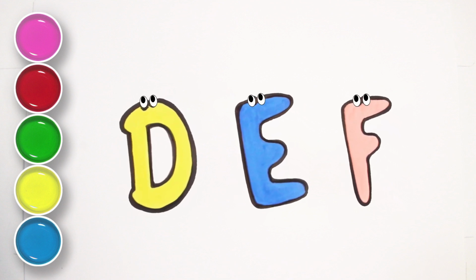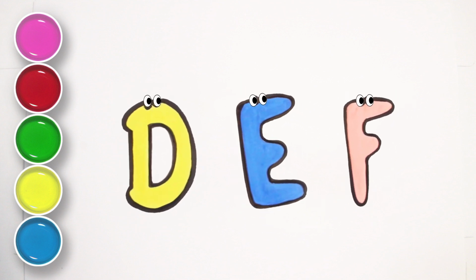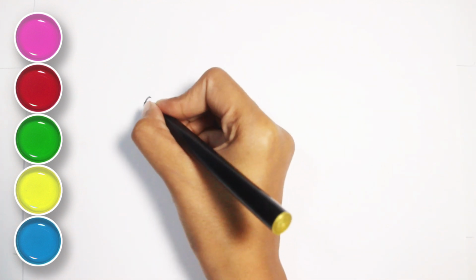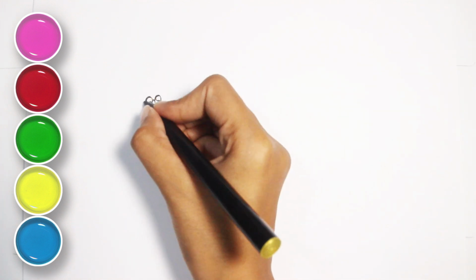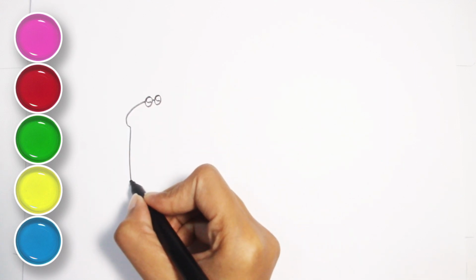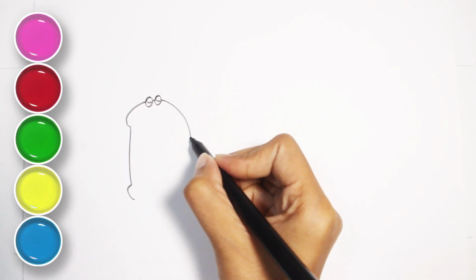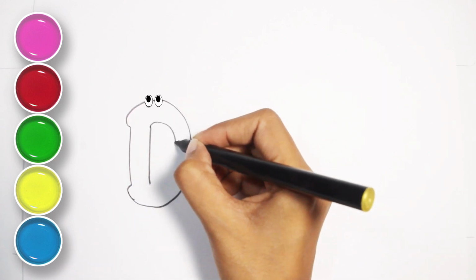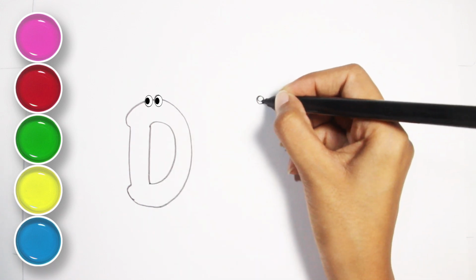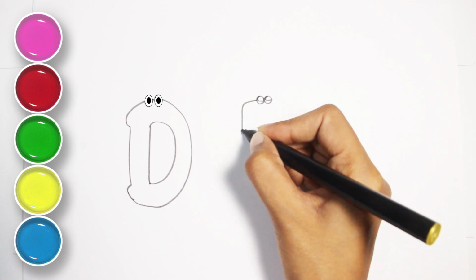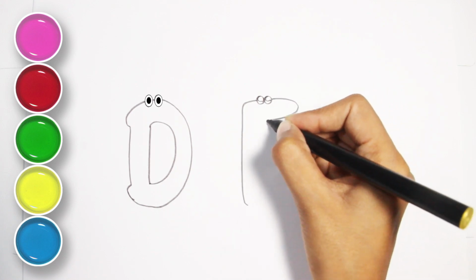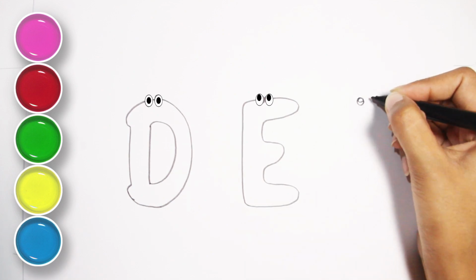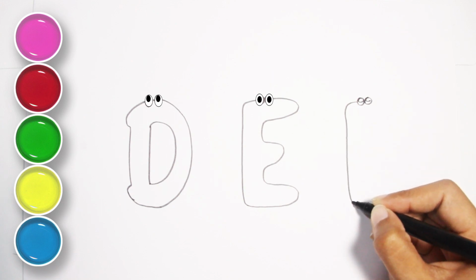Today we are drawing and coloring letters D, E, and F. Let's draw and paint together. I am drawing the letter D for dinosaur. I am drawing the letter E for elephant. Let's draw letter F.